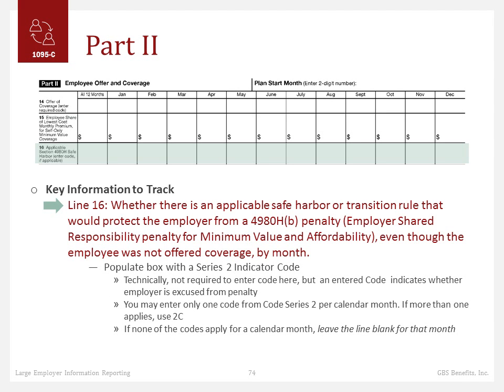Okay, moving on to line 16. Line 16 is the line where you indicate, in most cases, your reason for not offering coverage. It's sort of your excuse for not offering coverage even though they were full-time. So technically, you're going to use Series 2 indicator codes, which we have on the next slide. But first, before we go there, technically you're not required to enter a code here, but I would enter a code here that indicates the reason that you did not offer coverage.